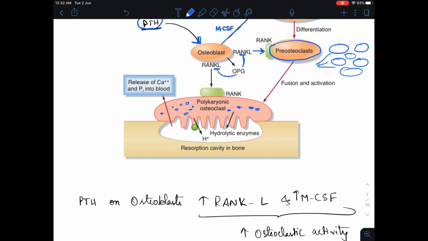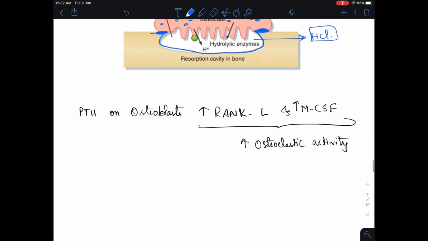Okay, these osteoclasts will bind to the bone very tightly and create an airtight space and release hydrochloric acid, HCl, and other proteolytic enzymes, because the bone is composed of organic and inorganic materials, right? So it needs both these hydrolytic enzymes and everything, and leads to bone resorption and thereby increases the inorganic phosphate and calcium in the blood. So this is how it happens.